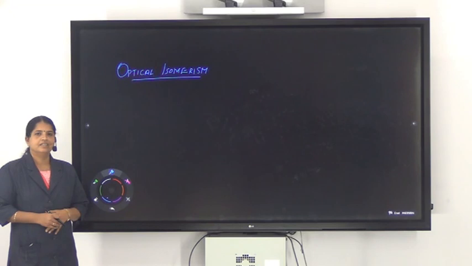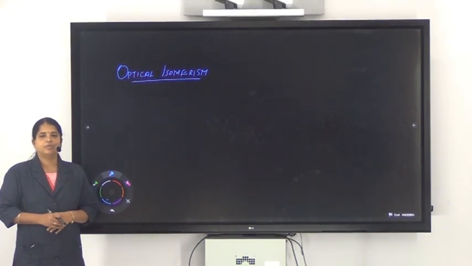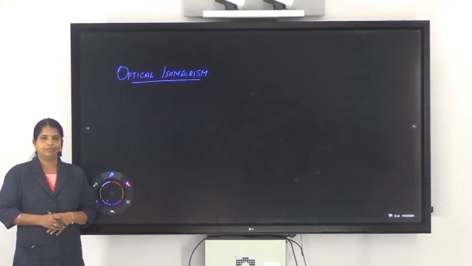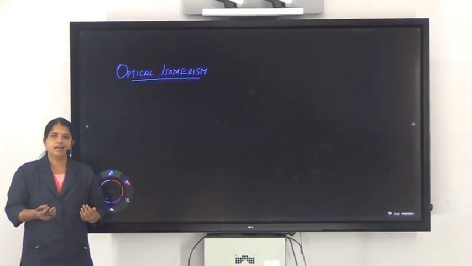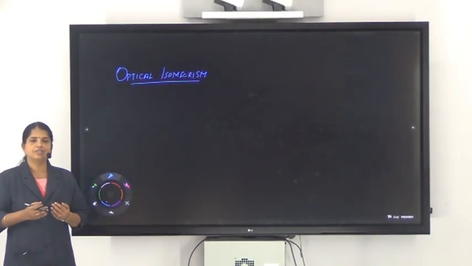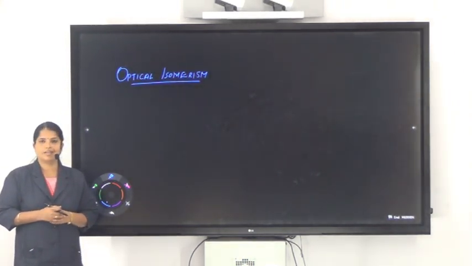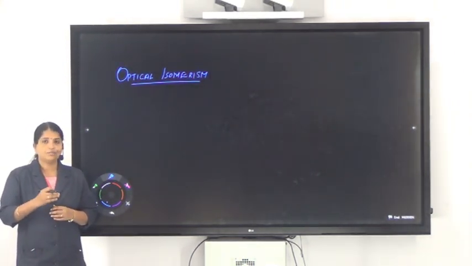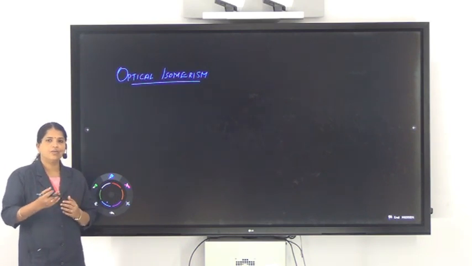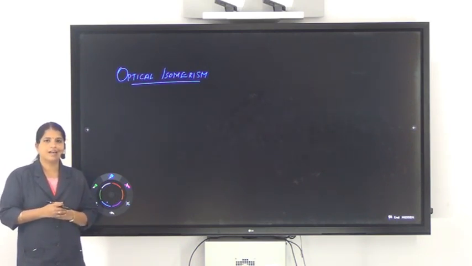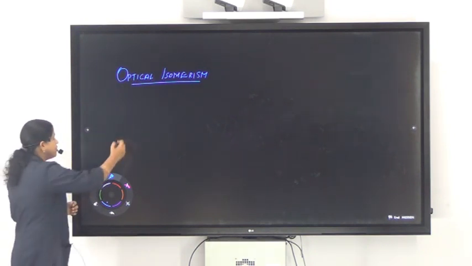Hi students, today we are going to discuss optical isomerism. Optical isomers are stereoisomers which possess the ability to rotate the plane of plane polarized light towards right or left. Those substances which rotate the plane of plane polarized light towards the right or clockwise direction are called dextrorotatory.